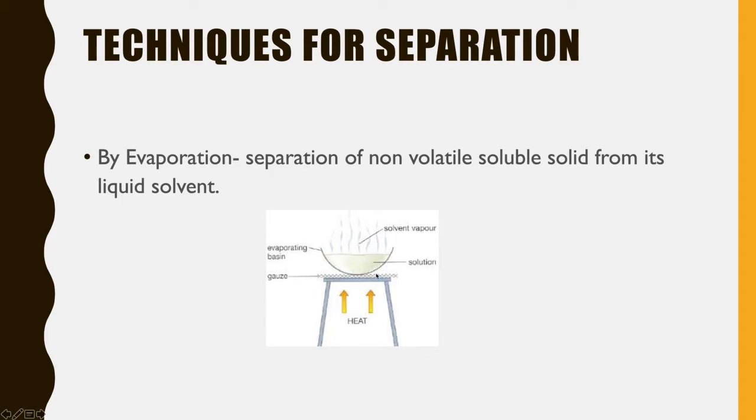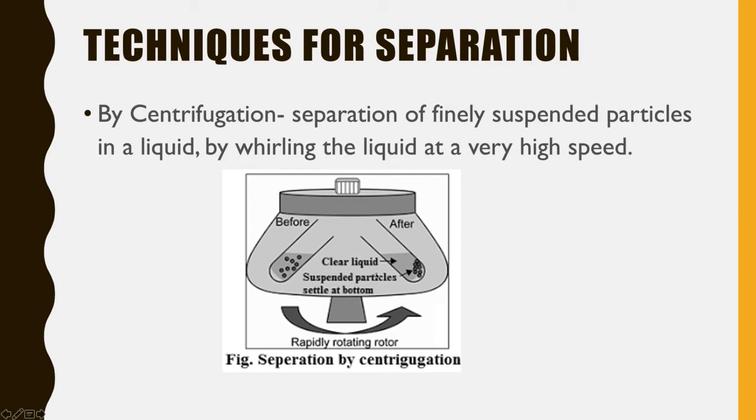Now the next one, centrifugation. Okay, what is the process of centrifugation? Centrifugation is the process through which you can separate finely suspended particles in a liquid by whirling the liquid at very high speed. This is the machine, the centrifuge.